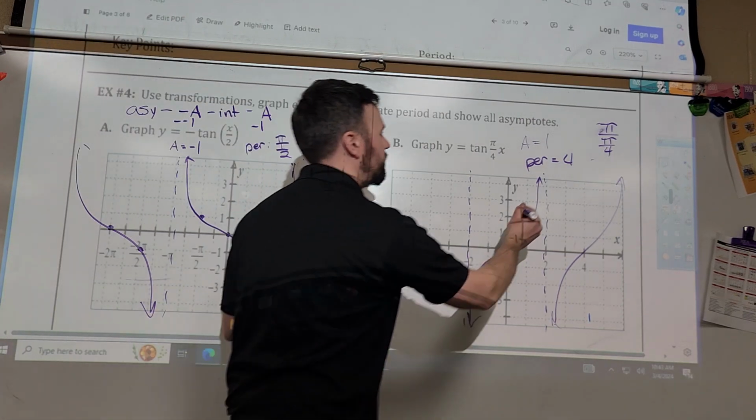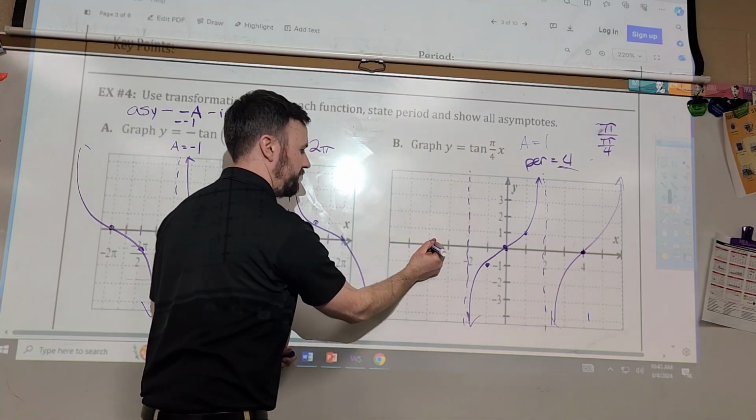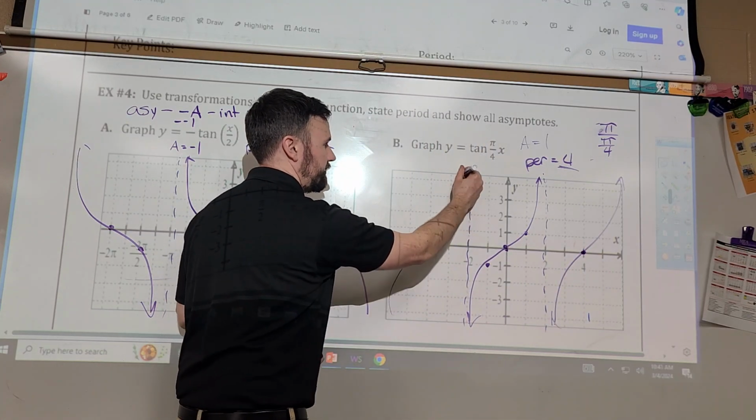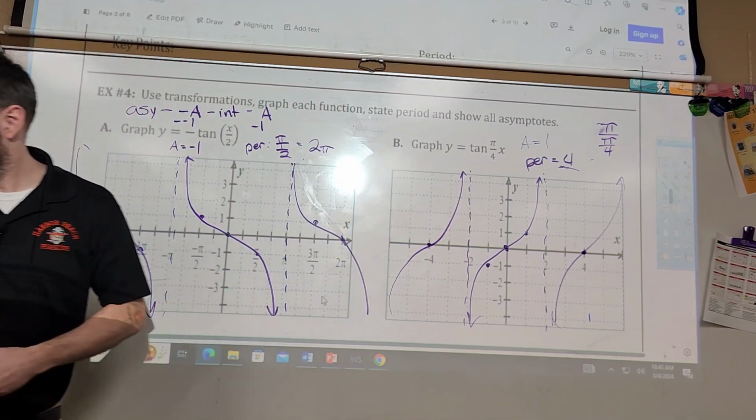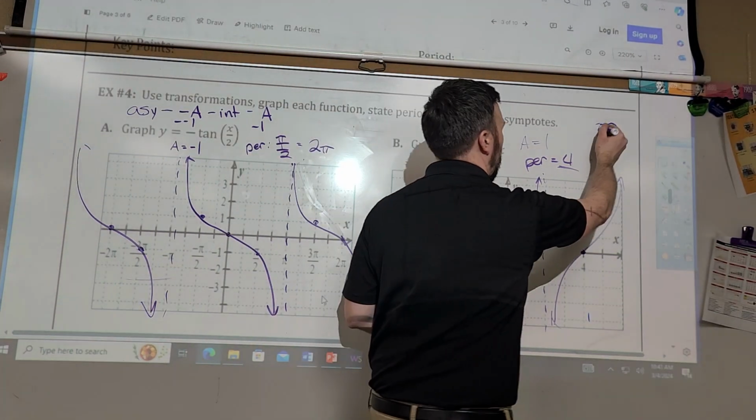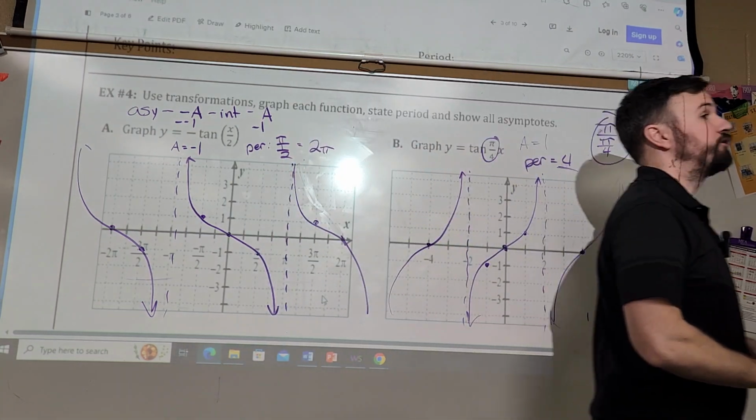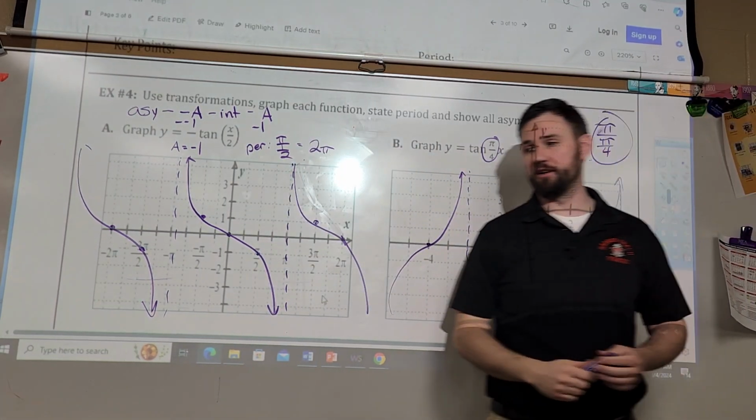Oh, because my period is 4? So if I have a 0 here, I'll have a 0 here and a 0 there. From the equation, it's pi divided by b. Not 2 pi anymore. It's always pi for tangent, cotangent.